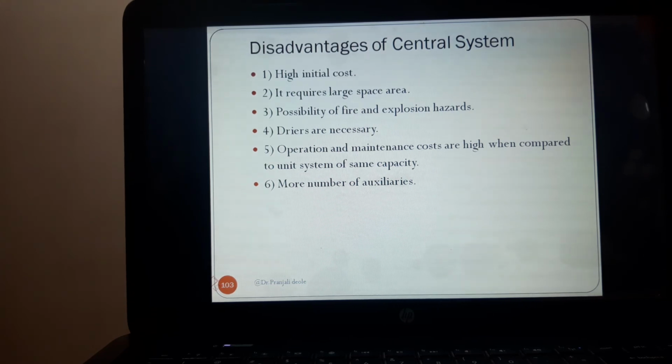The disadvantages of the central system are high initial cost, the requirement of a large space area, and the possibility of fire and explosion hazards. Dryers are necessary in this case, that is in the central system. Operation and maintenance costs are high when compared to unit systems of the same capacity. And more auxiliaries are needed in the central system.